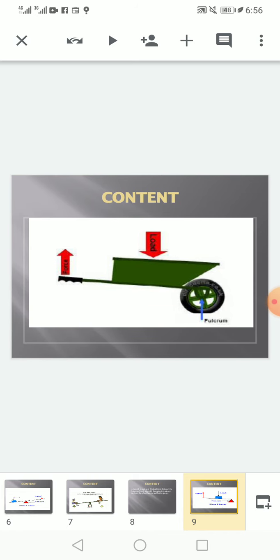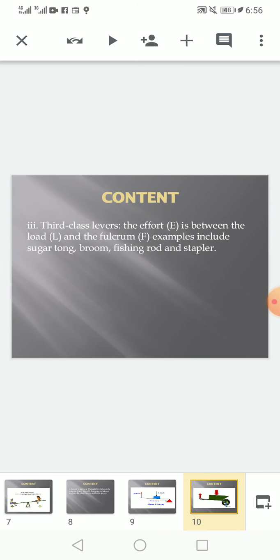We also have a third class lever. A third class lever is a situation where the effort is between the load and the fulcrum. When the effort is between the load and the fulcrum, it is called a third class lever. Examples of third class lever include the sugar tongs, broom, fishing rod, and stapler. They are all examples of third class lever.